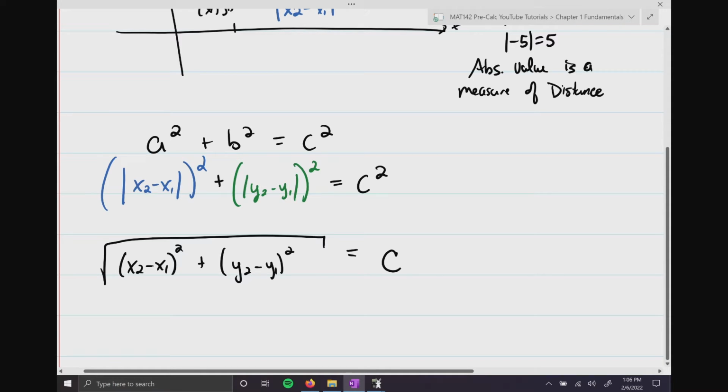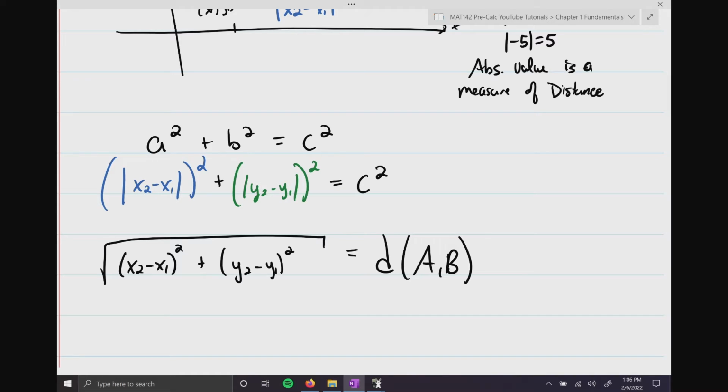And if I just replace c with the letter d, parenthesis, A comma B, which means the distance between A and B. Now, the reason why I can change from the absolute value to parentheses is that the absolute value will already take into account any negative values and will automatically make them positive. So no matter what, I will always get positive values underneath this radical, so I don't have to worry about complex numbers or anything like that. So right there in all of its glory is going to be our distance formula.